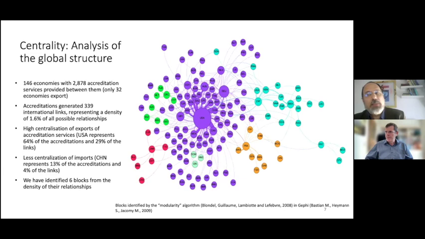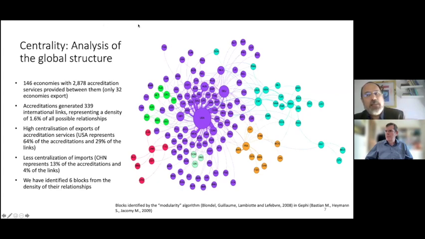As Ulrich mentioned, this base is composed of 184 countries. It's 146 economies that are participating in this network, exporting or importing these services and generating 339 international links. The graph you can see allows us to identify three aspects.